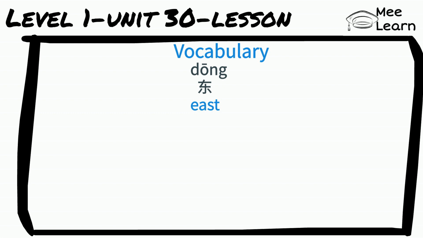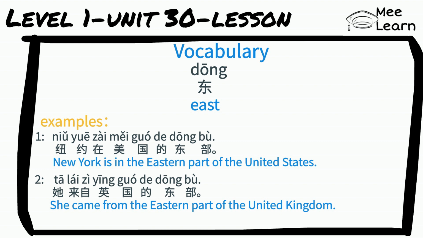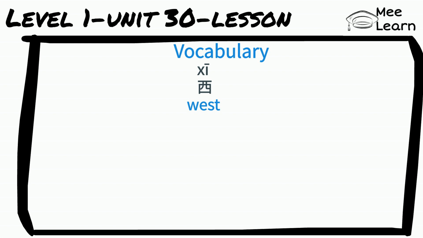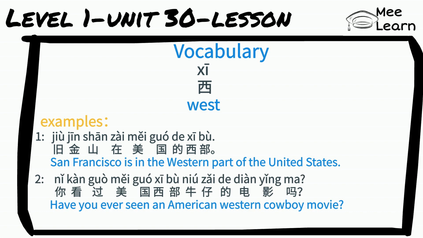东 east. For example, 纽约在美国的东部 New York is in the eastern part of the United States. 她来自英国的东部 She came from the eastern part of the United Kingdom. 西 west. For example, 旧金山在美国的西部 San Francisco is in the western part of the United States. 你看过美国西部牛仔的电影吗？ Have you ever seen an American Western cowboy movie?